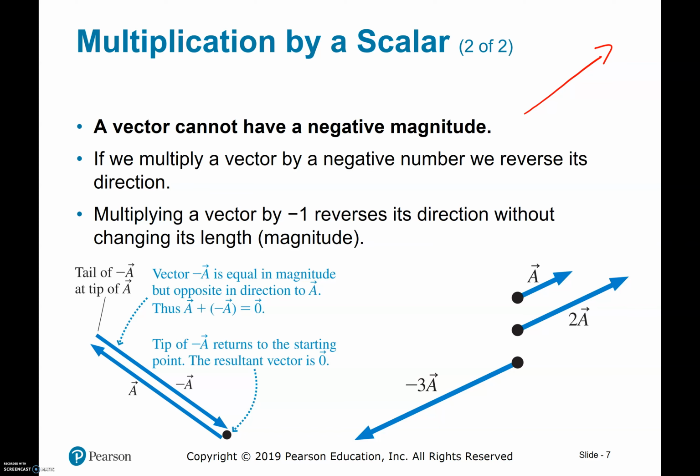So for instance, these two vectors here, they have the same magnitude, right? They have the same length, but one is the negative of the other. This vector here is negative, right? It's a negative vector that points in the negative direction, or in the negative sense of A, but it has a positive magnitude, where it's 3 times the magnitude of A.